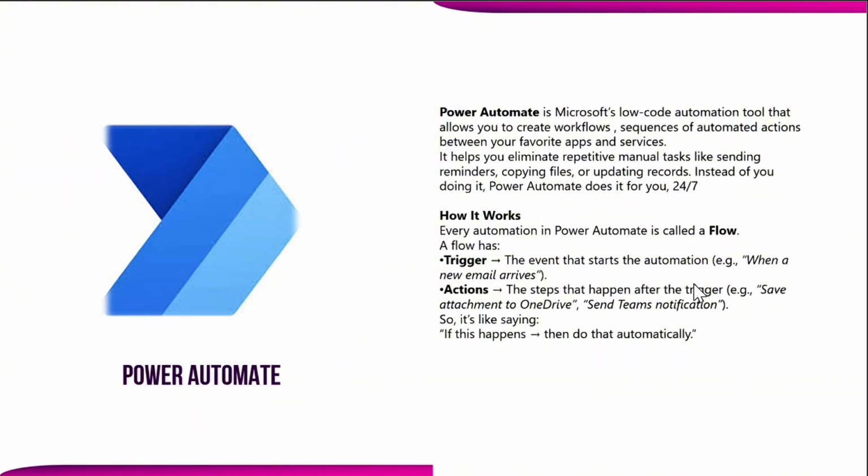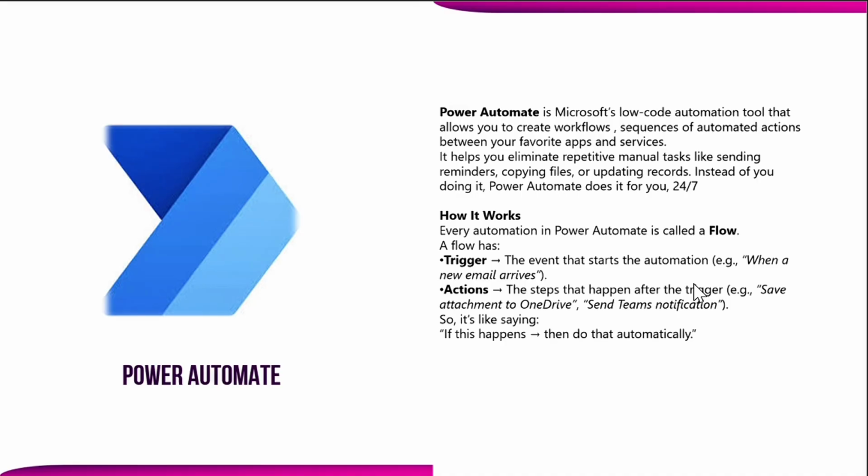So how does Power Automate work? First thing I'll need you to know is that every automation in Power Automate is called a flow. I'll need you to know this because we'll be referring to flow a lot in the course of this tutorial. Next thing is every flow has two things. One is a trigger and the second is an action. So what are triggers? Triggers are the events that start the automation. For example, when a new email arrives, I want the flow to do so and so. And so those are the actions.